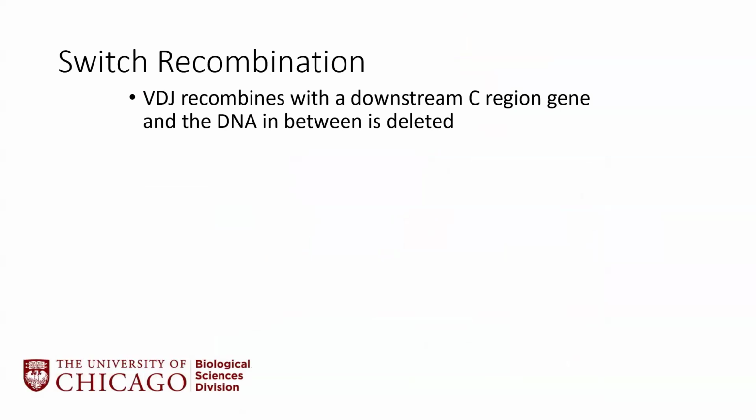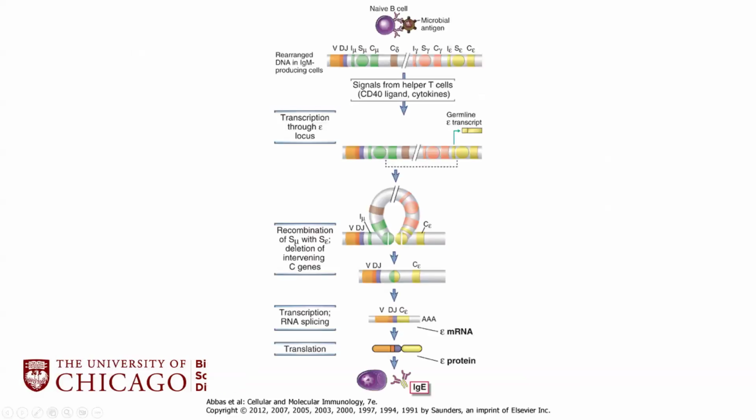So switch recombination is when you get that. Remember, we're going back now to the DNA. And you get that variable region, the joining region. So you get a VDJ region, and it combines with a downstream C region or constant region. And the DNA in between is deleted, and that's how you can isotype switch. So I think we talked about that before. We already get that VDJ rearrangement when the B cell is getting made.